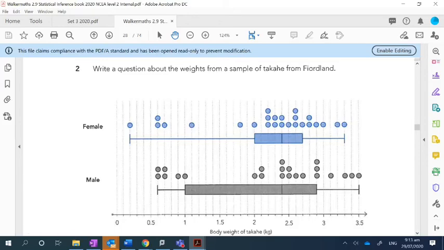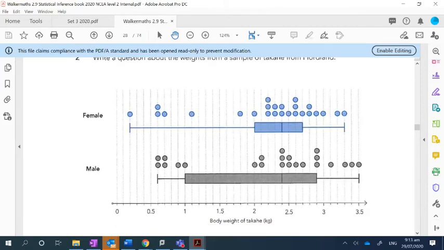So what are we talking about here? Weights from a sample of, how do you say that? Takahe? I don't know. What is that, a fish? It's a bird? I don't know these things. Okay, it's a bird. It looks like a big fish. It looks like some other bird that I don't know what kind. Okay, never mind. All right, so from Fjordland.